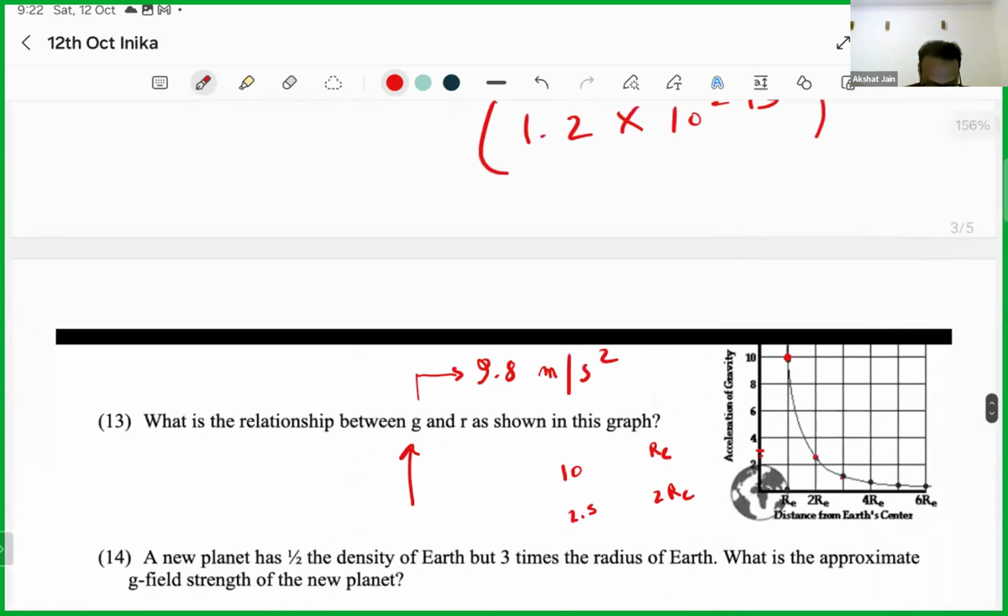13th one. The G value is inversely proportional to R square.